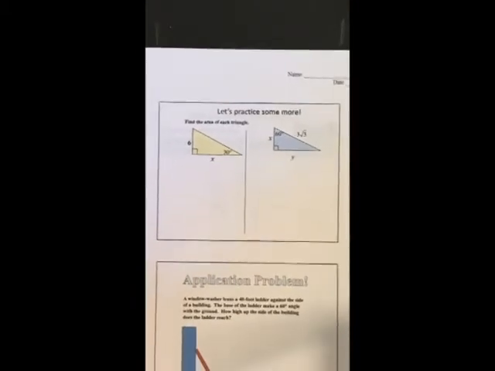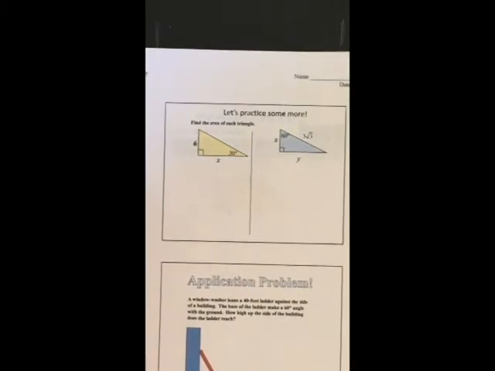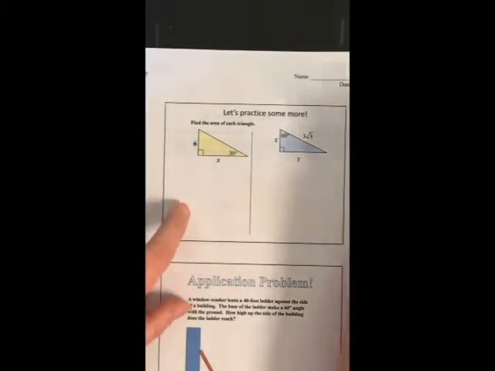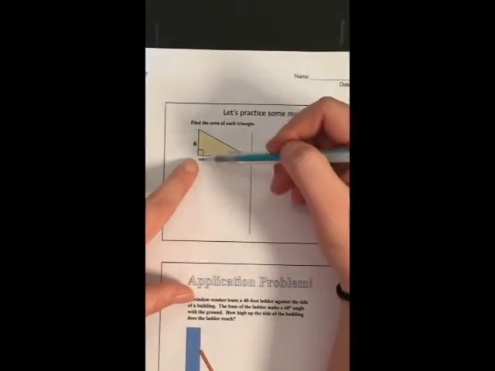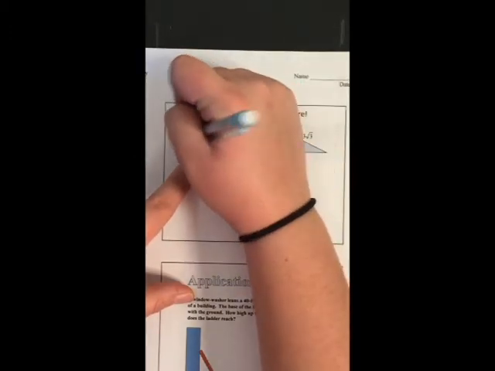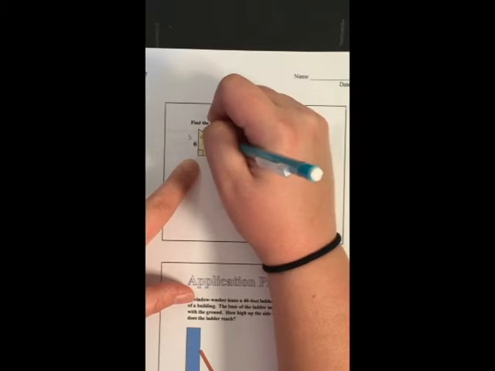Now we're going to do the same thing we did with the 45, 45, 90s. We're going to use the 30, 60, 90 to find some areas of triangles. So on this one, I'm missing my base. I was given my height. This is my short leg. So this one's going to be my long leg because this would be 60 degrees.